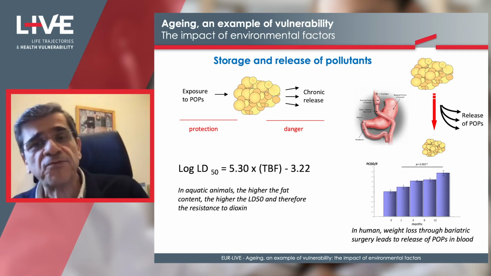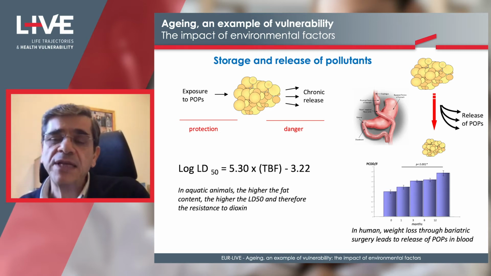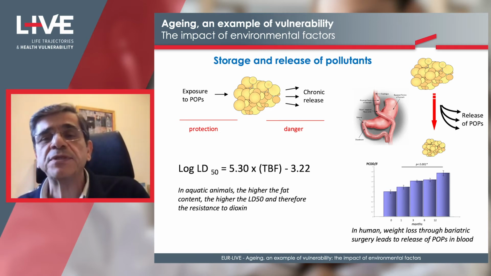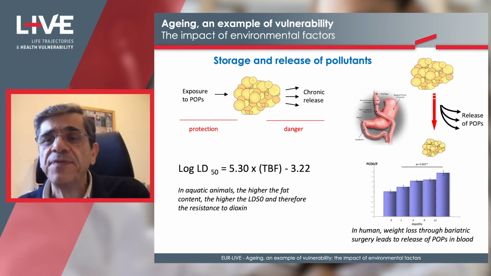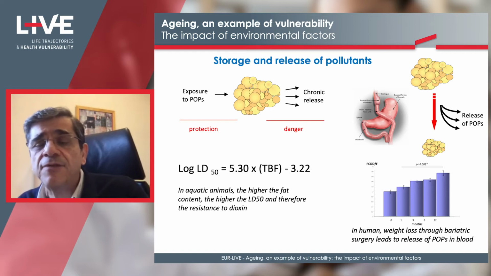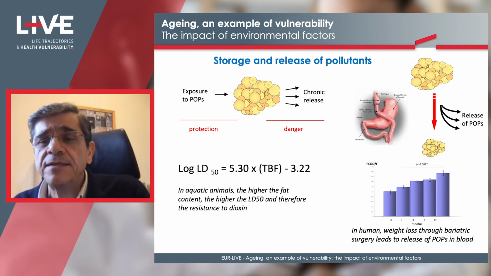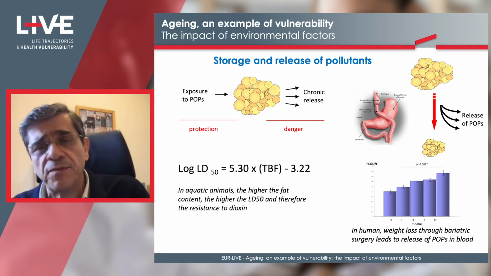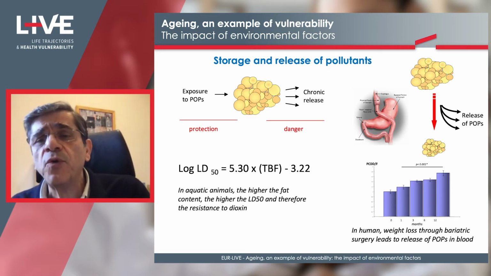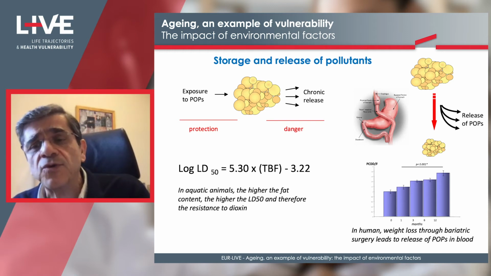So you are protected first, and then on a chronic basis, you can release these pollutants in the body and induce some negative effect. Is this right? This is seen in a clinical study we have done, shown to the right, where we have studied persons with morbid obesity undergoing stomach surgery, leading to the loss of several tens of kilograms in a few months. So these people lose a lot of adipose tissue.